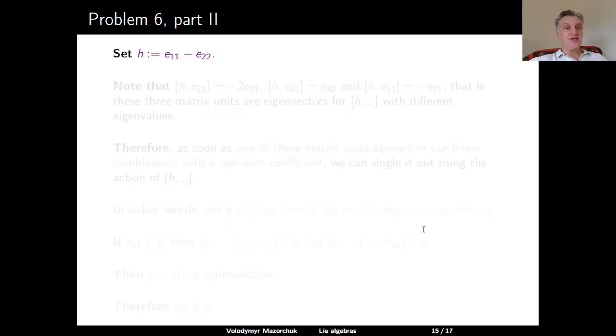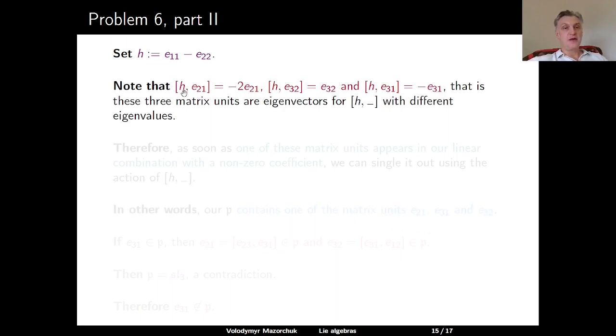Let us denote by H the element E11 minus E22. It's an element of B, in particular it's an element of P. Note that the Lie bracket of H with E21 is minus 2 E21. The Lie bracket of H with E32 is E32, and the Lie bracket of H with E31 is minus E31, which means that our matrix units are the eigenvectors for the adjoint operation of H, and they correspond to different eigenvalues.